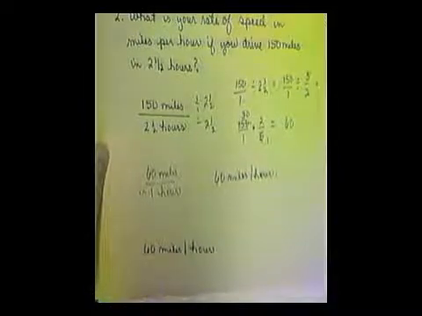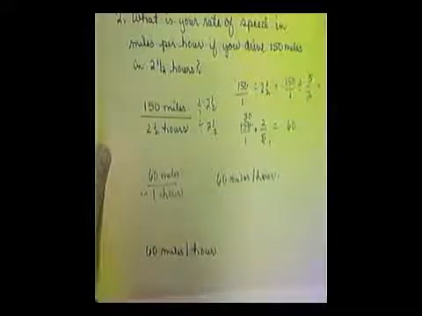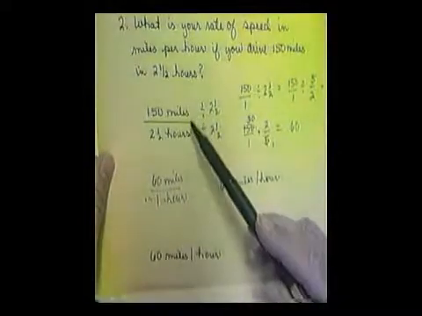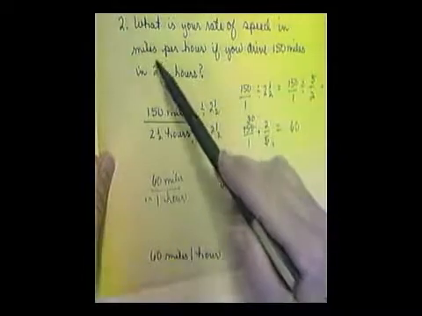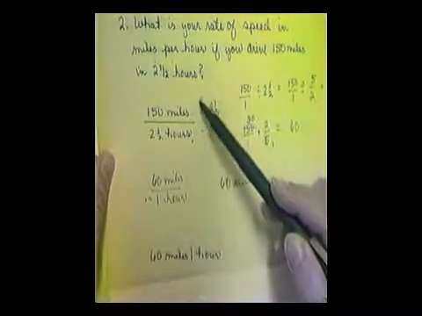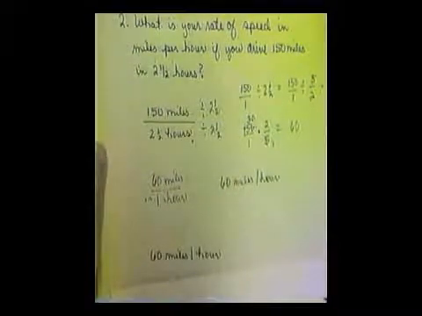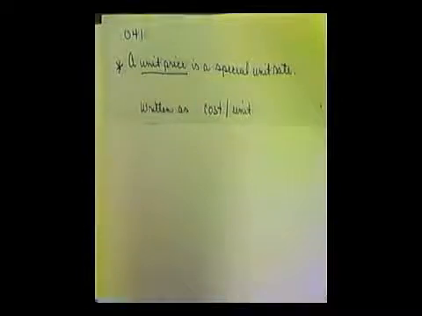The word per is used a lot of times to indicate a unit rate. Whatever comes before the per is going to go on the top, what comes after the word per is going to go on the bottom. Since we had miles per hour, we put miles on the top, hours on the bottom. A unit price is a special unit rate. The definition is that it is cost per unit. A unit price means cost per unit.